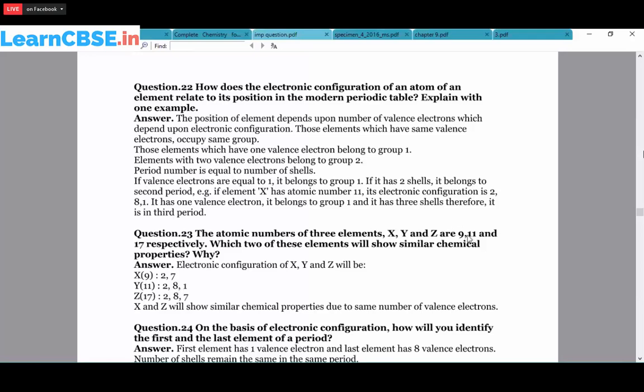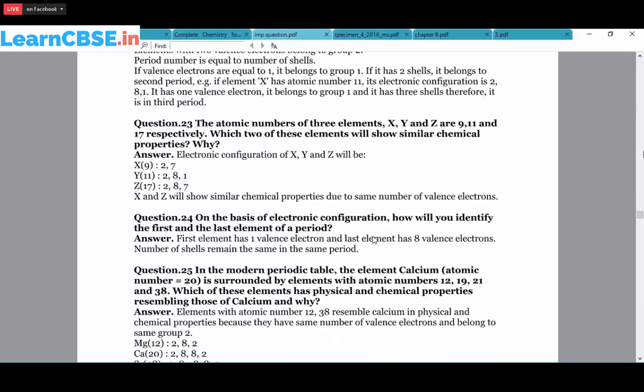The next one is 11, so 2, 8, 1. 17 is 2, 8, 7. So X and Z will be placed in the same group because they end with 7 valence electrons. Y has 1 electron in the outermost shell, so it will not have the same chemical properties as these two.